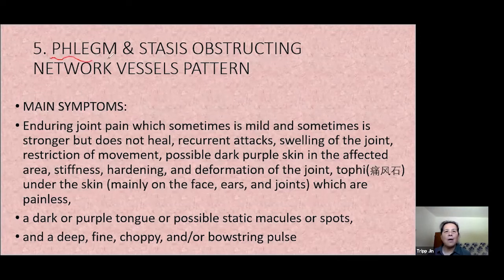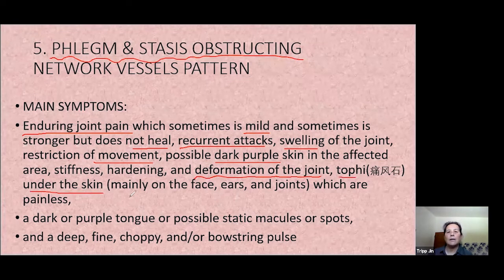The phlegm part here: phlegm and stasis blocking the channels. That will be long-term problems, long-term joint pain. The pain may not be that severe, but it is long term, not healed, and recurrently attacking, with swollen joints, movement limited, and the local skin may be dark purple, and even sometimes deformity of the joints. And even some nodules under the skin, special kind of nodules under the skin, and maybe in other parts of the body.